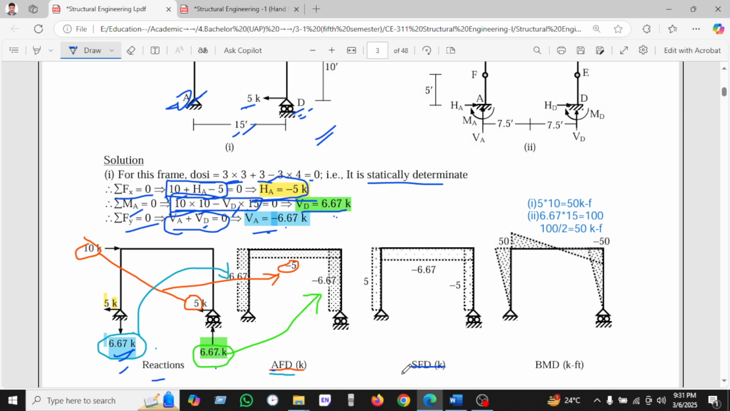How we calculate the SFD? As we have found 5 feet. This is the 5 feet. I'm just changing color.